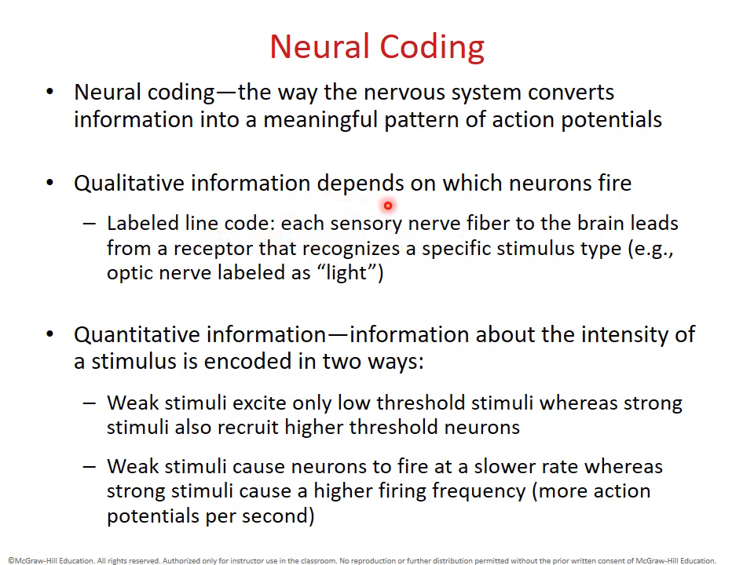So information is coded based on which neurons are firing. And we have somehow some ability to understand that action potentials in different neurons mean different kinds of information. In terms of signal strength, that's known as quantitative information. And so the information about the strength or intensity of a signal can be coded in two different ways.